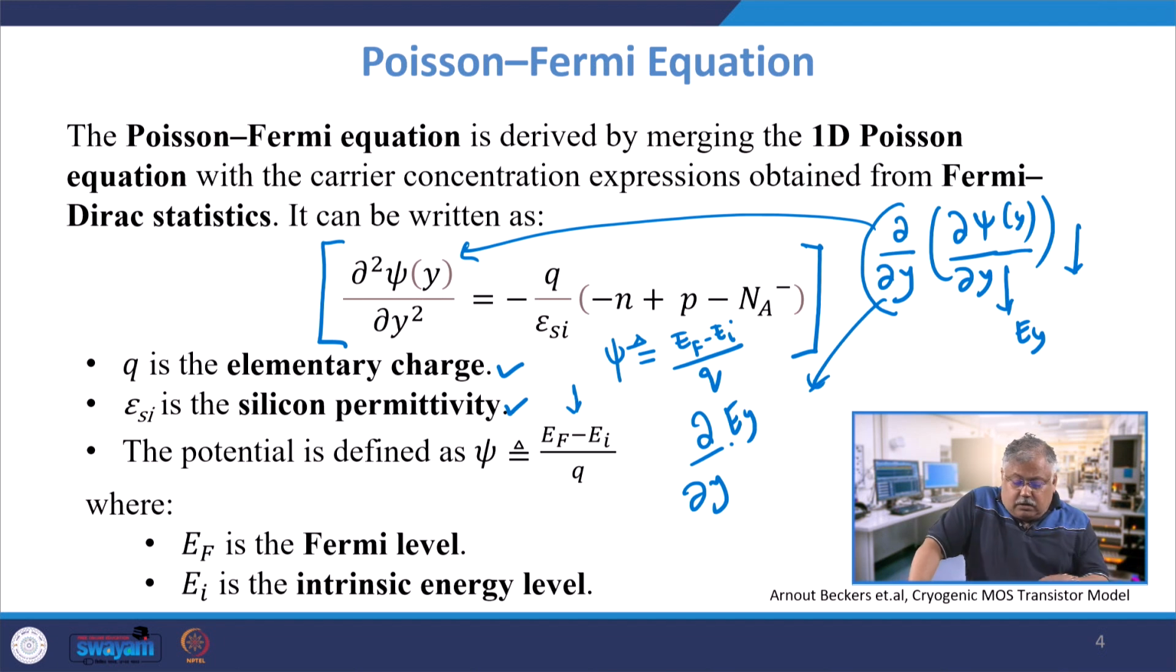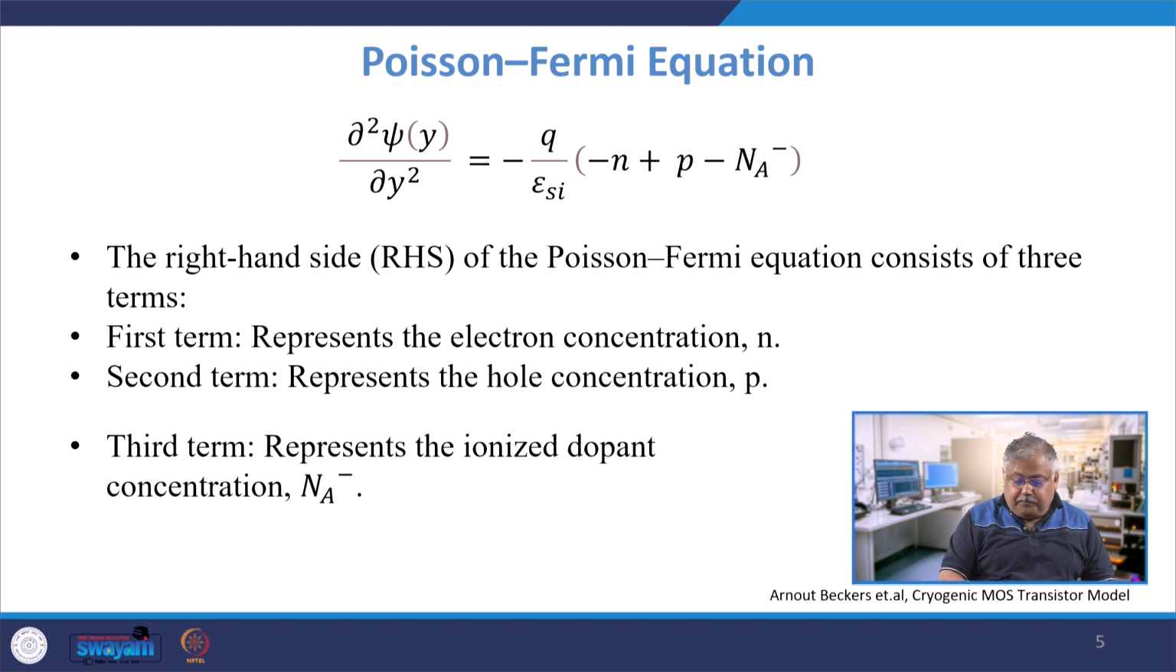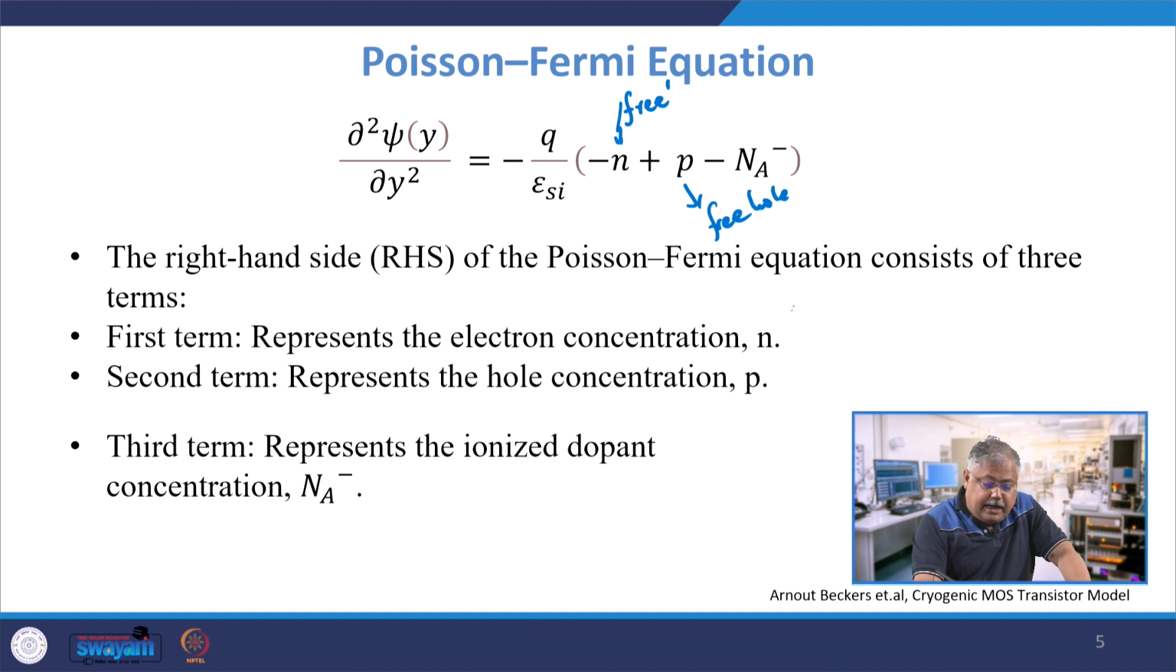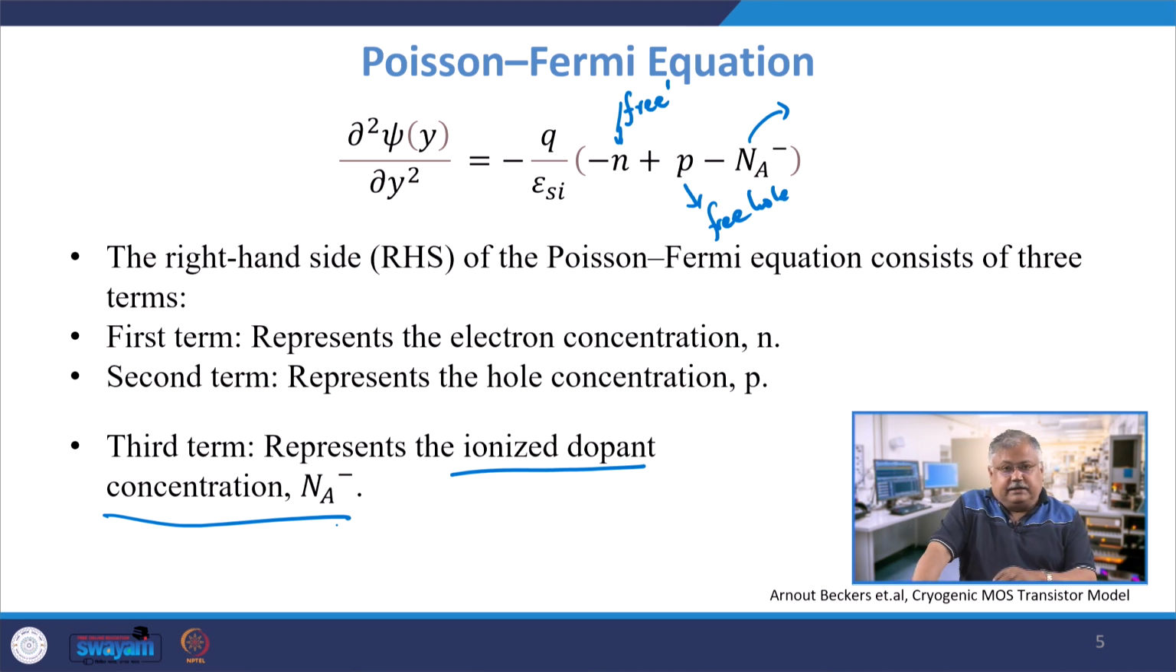Okay. Now, this Poisson-Fermi equation relates two things: on one side an electric field, on the other side the total charge at a particular point. As I discussed with you, there are effectively three terms on the right hand side. The first term represents the free electron concentration, this represents free holes, and this represents the ionized dopant species. This is where cryogenics makes a difference.